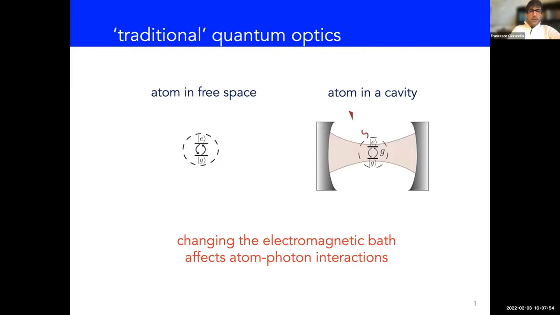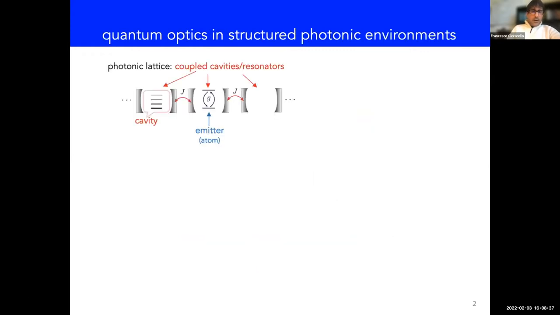We know that compared to free space, if you place an atom in a cavity, then this may affect its interaction with the field in a substantial way. You can, for instance, think of a Purcell effect in a weak coupling regime, or in the strong coupling regime, you can think of vacuum Rabi oscillations. So the take-home message is that if you change the electromagnetic bath in which your atom is immersed, then this can modify its emission properties or even create interesting dressed states, such as dressed states occurring in the familiar Jaynes-Cummings model.